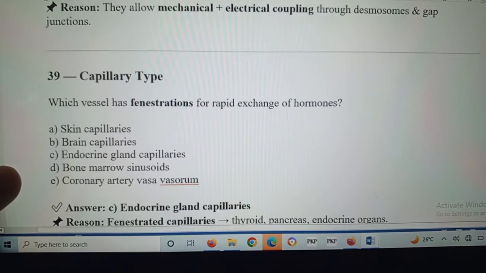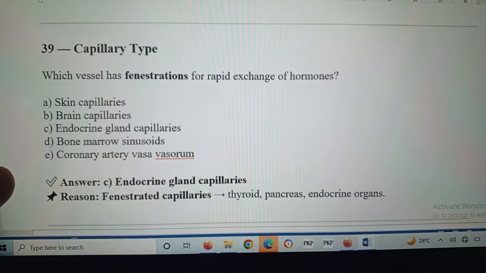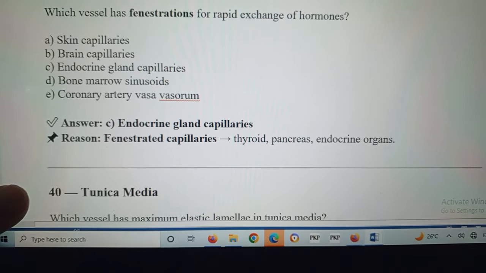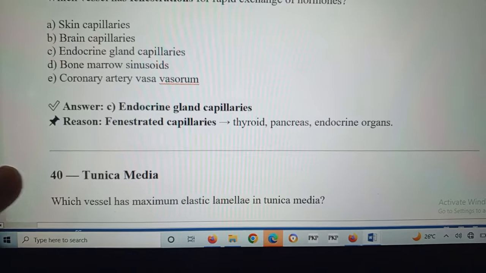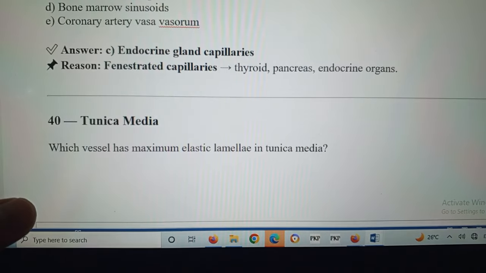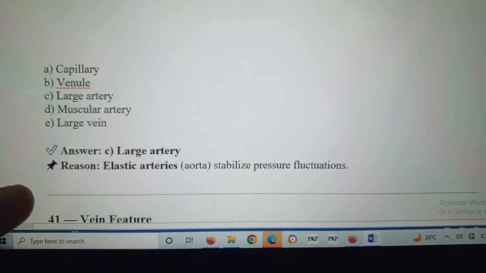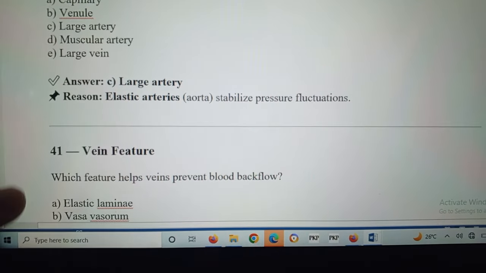Which vessel has fenestration for rapid exchange of hormones? Endocrine gland capillaries. Fenestrated capillaries are present in thyroid, pancreas, endocrine glands. Which vessel has the maximum elastic lamina and tunica media? Large artery. Elastic arteries. Aorta stabilizes pressure fluctuations.